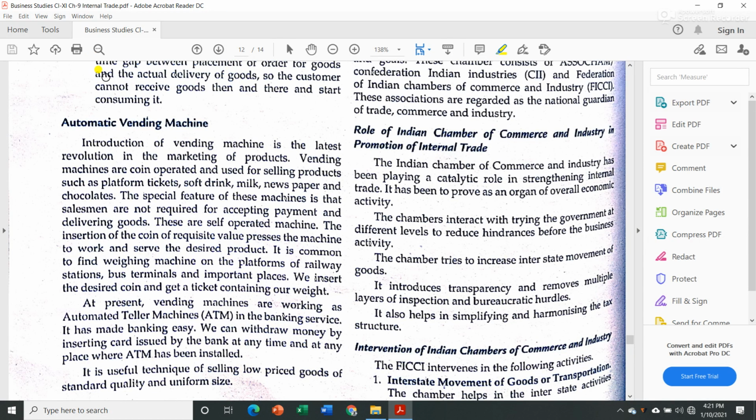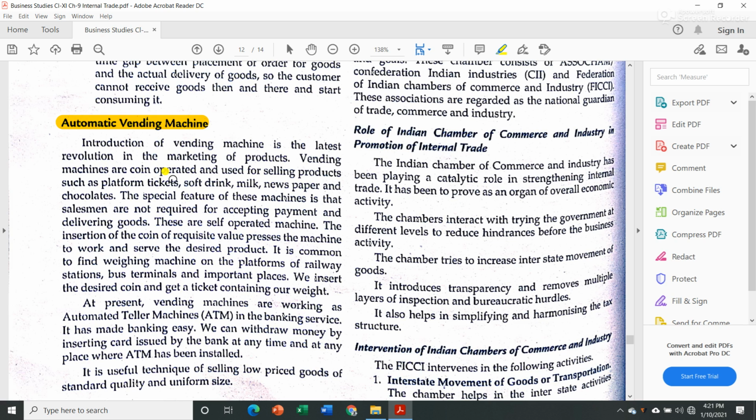Hello students, today we will be covering small 2 to 3 topics of chapter number 9, that is internal trade, and we will wind up this chapter with that. Now first topic of discussion for today's session is automatic vending machine.